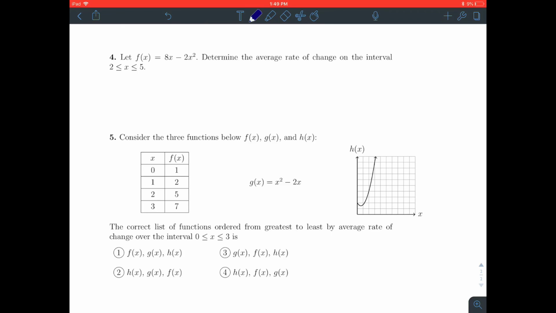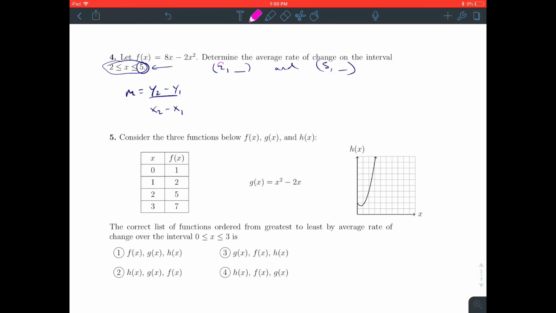Okay, for problem number 4, let f of x equal 8x minus 2x squared. Determine the average rate of change on the interval between 2 and 5. Because they didn't give us the graph this time, I'd like to use the slope formula, y2 minus y1 over x2 minus x1. But the challenge is that they only gave me the x interval. I know that x starts at 2, but I don't know the y coordinate. I also know that we're going to look when x is 5, and I don't know the y coordinate there either. So the first thing I need to do to use my slope formula is find these two missing y coordinates.